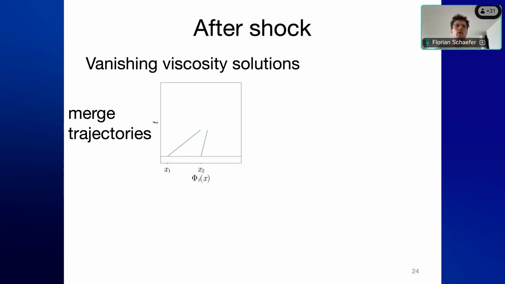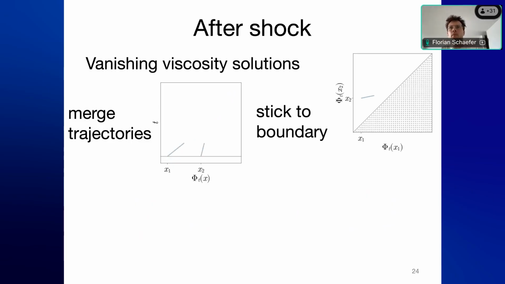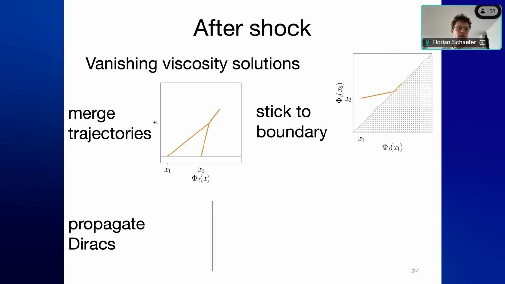And now we can look at what happens after the shock. In the first perspective, the gas particles, aka characteristics, merge and stick to each other and move together. In the second perspective, we hit the boundary of the set of diffeomorphisms, and then we slide along the boundary of the set. From the push-forward perspective, we are propagating Dirac measures.